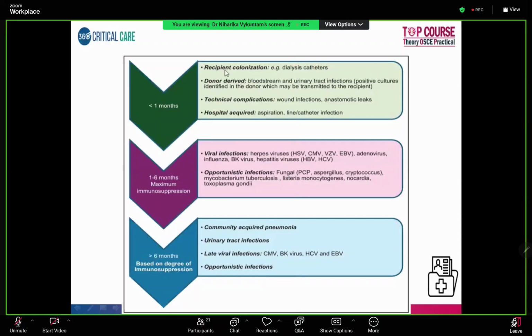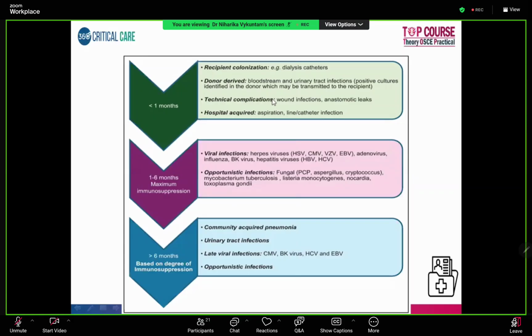One is there could be a recipient colonization because this patient might be on dialysis and there could be some CRBSI or CLABSI in these patients. Second, donor-derived infections. This could be bloodstream or any urinary tract infections. Technical complications, like wound infections, anastomotic leaks, or any hospital acquired infections like aspiration, line, or catheter infections. Okay, so these are most common in the first month post transplant period.